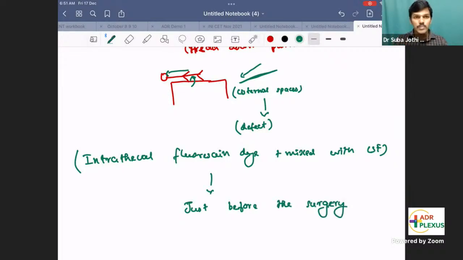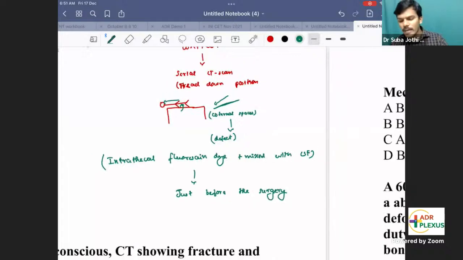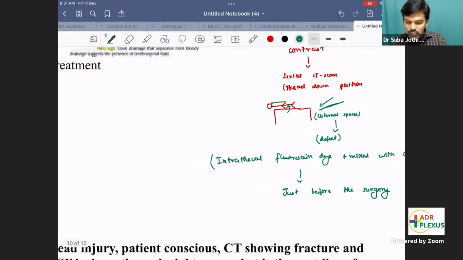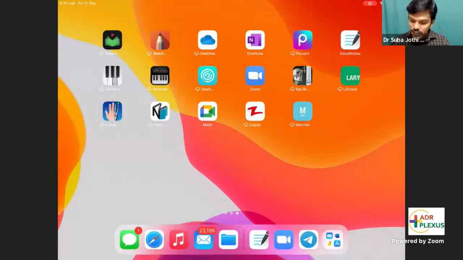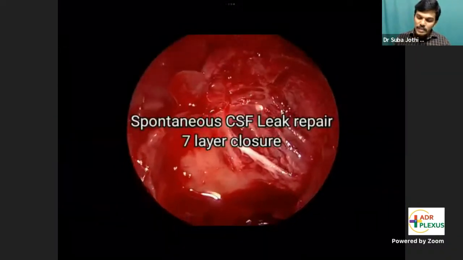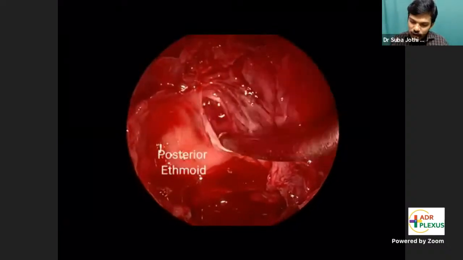Clear? So you plan this procedure, you do it, then you proceed with the patient to the operating theater. Now the operating surgeon should identify the defect. To identify the defect, we can remove any structure in the nose, be it the ethmoid sinus or the middle turbinate. We can sacrifice any structure to visualize the defect. This defect is very important. Once we visualize the defect, see here, this is a typical case that we did. This is the area of leakage.